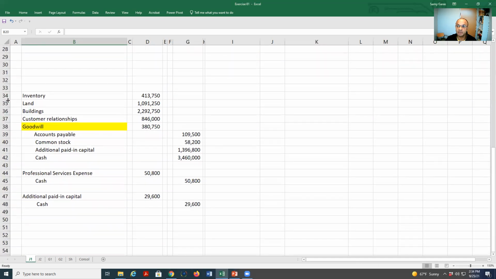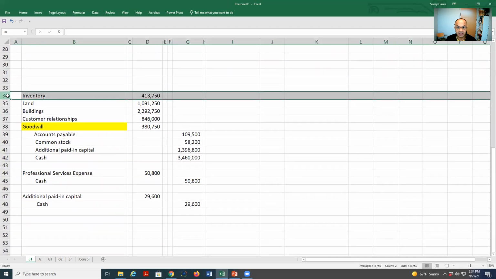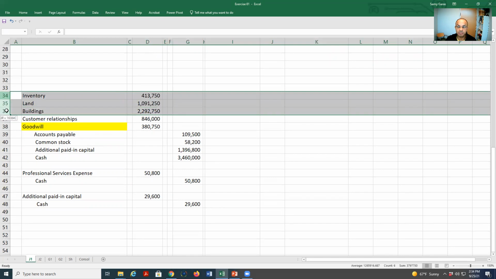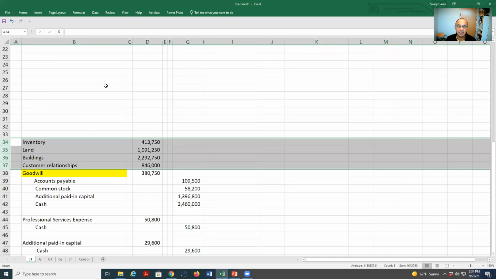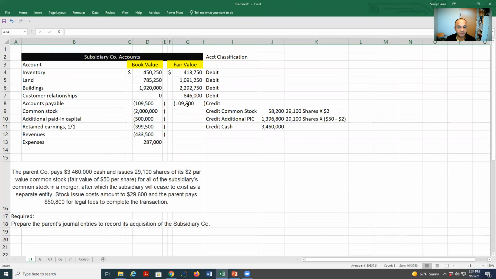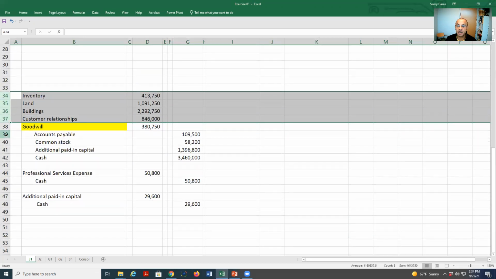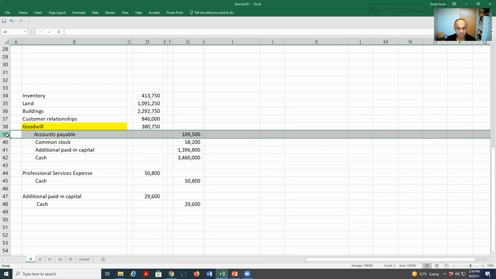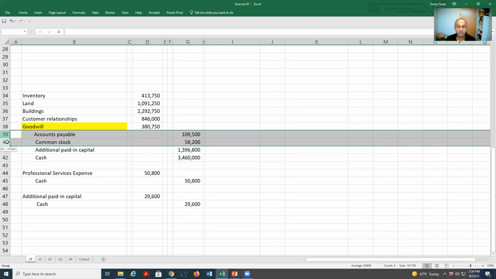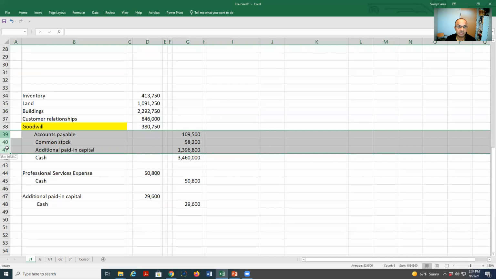So here we debit inventory by the fair value, land, building, customer relation, as you saw them here by fair value. So I included them here. On the other hand, I put accounts payable, common stock, additional paid-in capital based on the calculation. You have seen it. And then the cash payment.